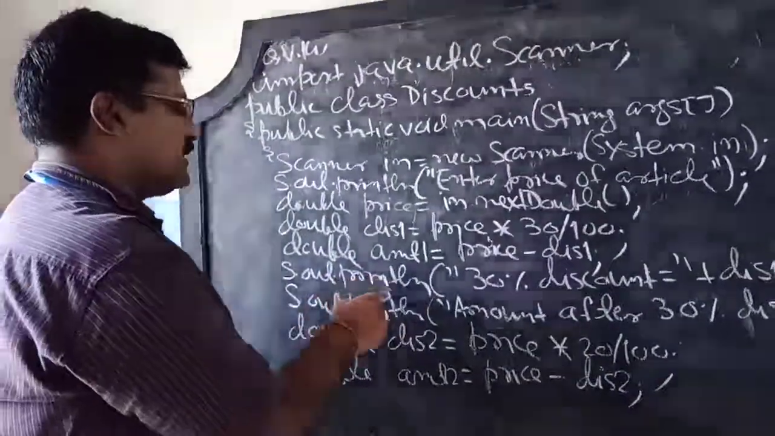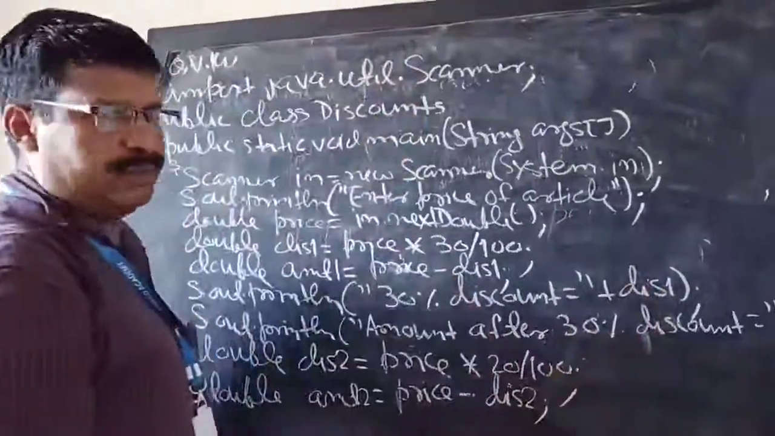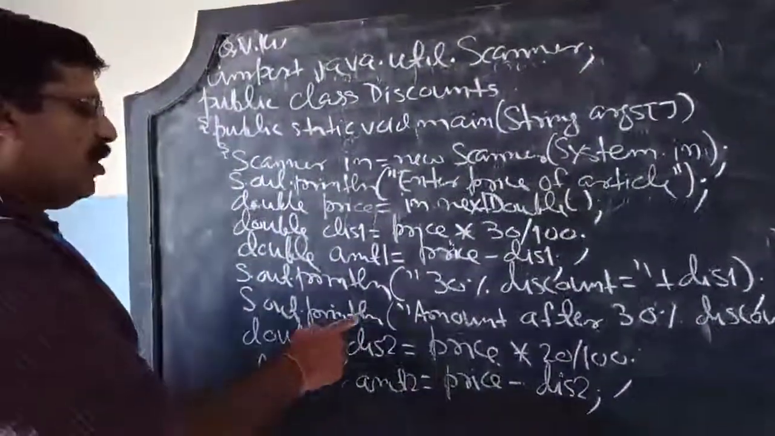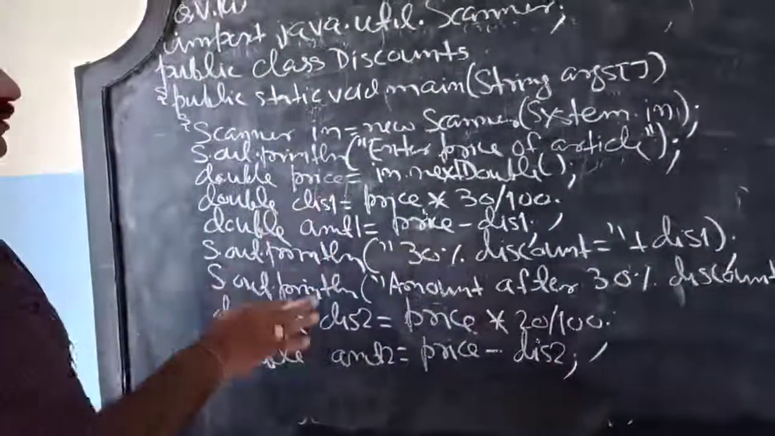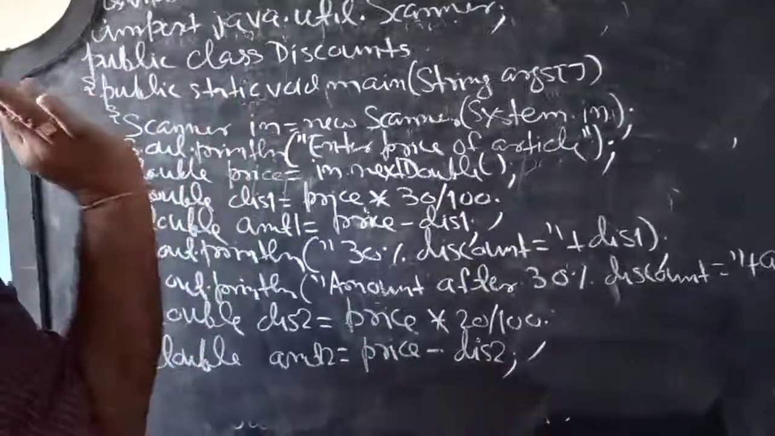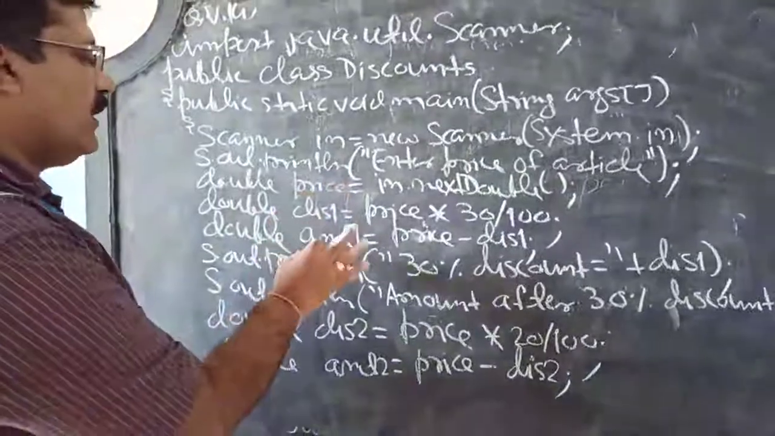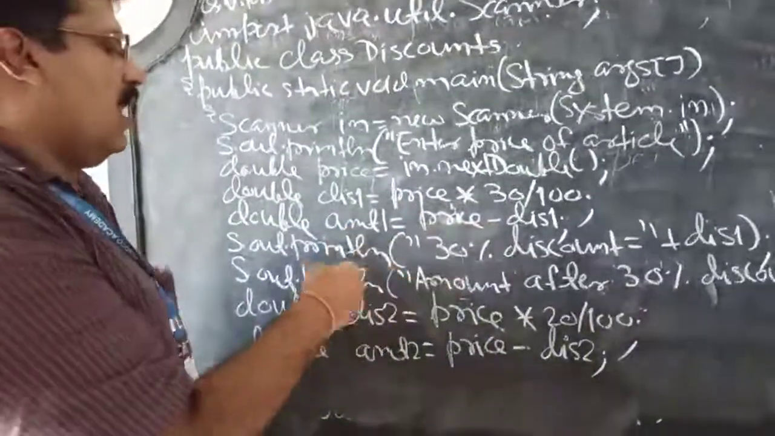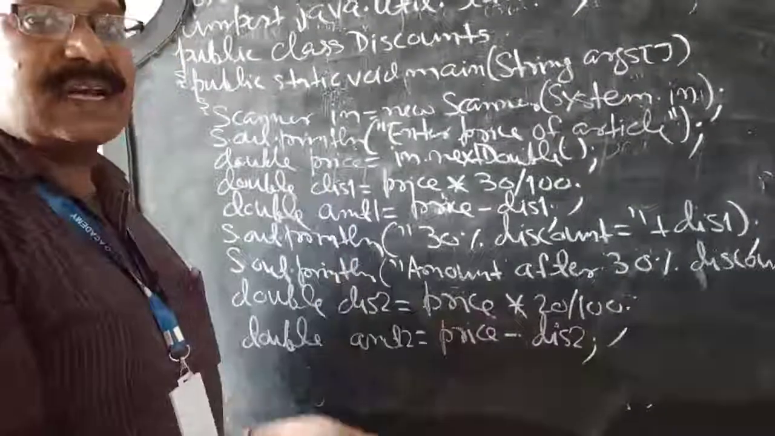Now print it: System.out.println("30% discount = " + discount1). System.out.println("Amount after 30% discount = " + amount1). So the first shopkeeper is over. Once again, we have input the price of the article, calculated the 30% discount, calculated the amount, price minus discount, and printed both. Now we are going to see the second shopkeeper.